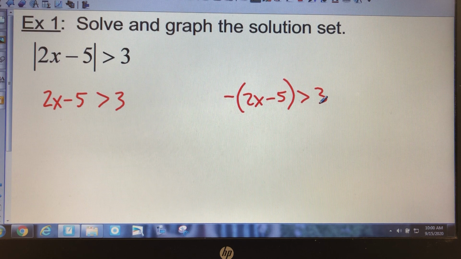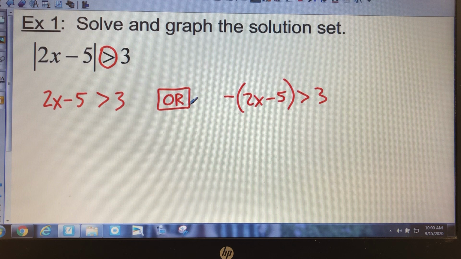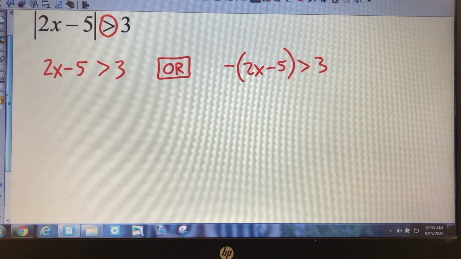Now we need that keyword. Because this is pointing to the right, because it's greater than, the keyword is "or." Okay, it's greater than. All right, so the keyword is "or." So we're going to solve both of our inequalities, and then we're going to combine our answer at the end. So let's solve the first one here.